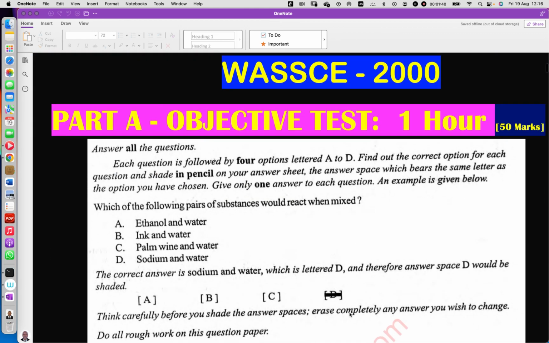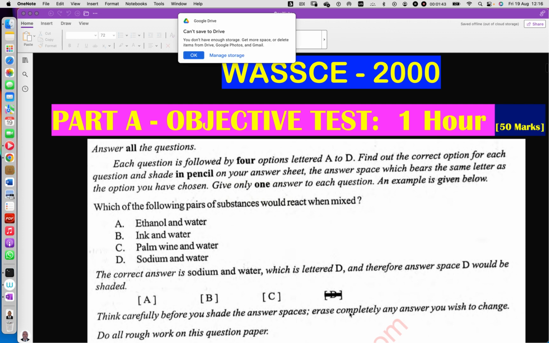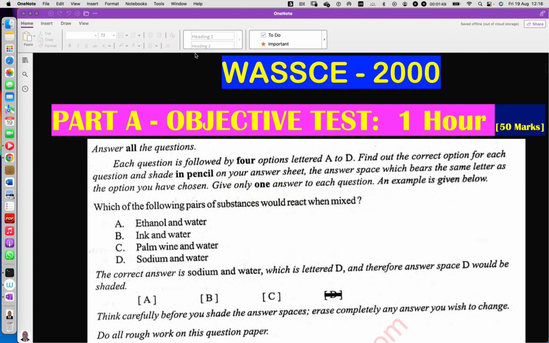West African Senior School Certificate Examination 2000. That's the 2000 exam. We are starting precisely with Part A, Objective Tests. Answer all the questions. Each question is followed by 4 options lettered A to D. Find out the correct option for each question and shade in pencil on your answer sheet the answer space which bears the same letter as the option you have chosen. Give only one answer to each question. An example is given below.